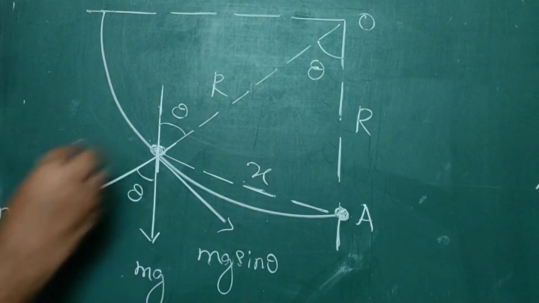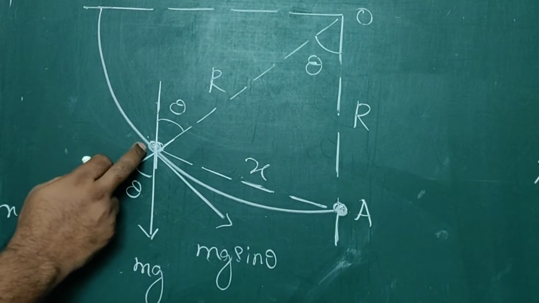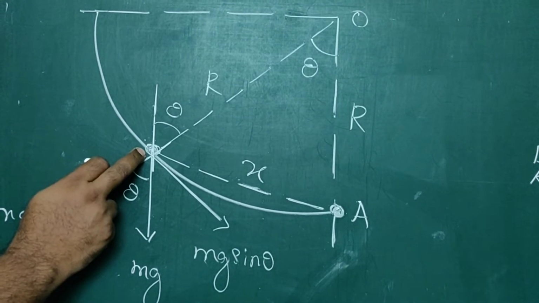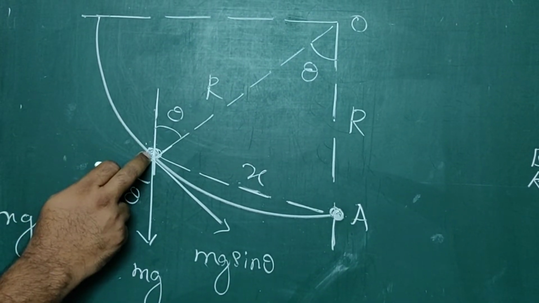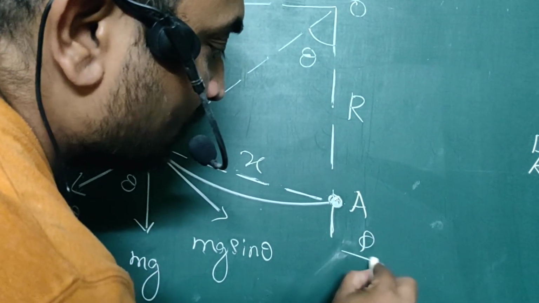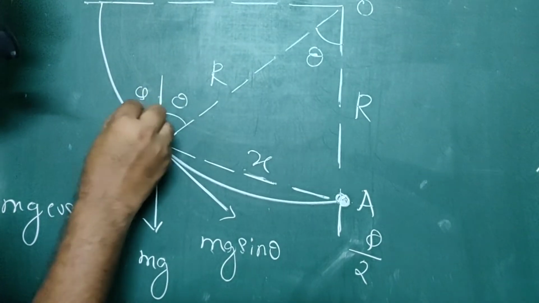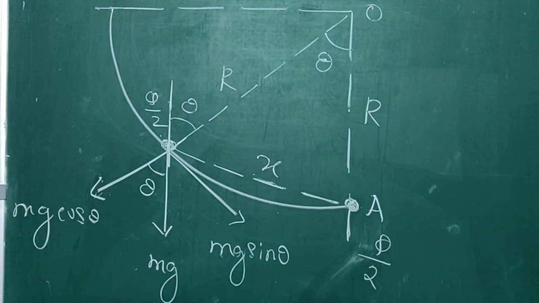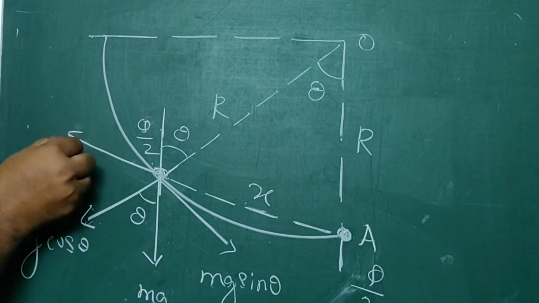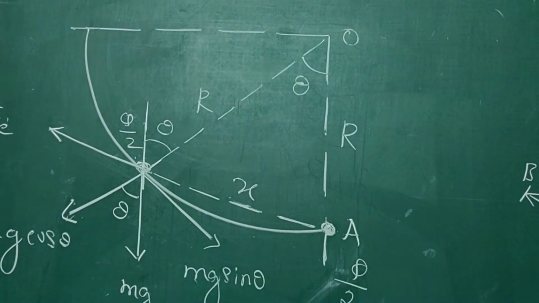Now apart from this gravitational force, this ball B also has charge. As a result, ball B will experience an electrostatic repulsive force due to the charged ball A. The charge on the ball A is q by 2, and the charge on the ball B is also q by 2. The electrostatic repulsive force acting on the ball B will be in this direction, and I'll call this force Fe, the electrostatic repulsive force.